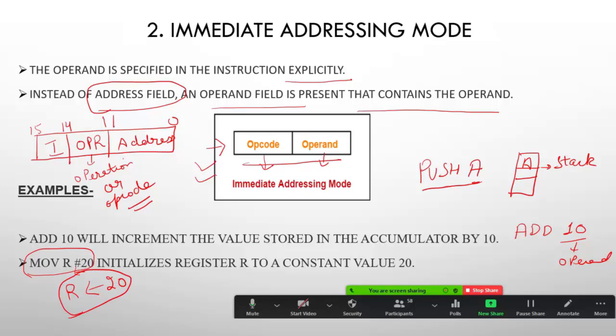Okay, that means the value of the operand is present in the instruction itself. This is the instruction MOV R, 20, and the value of the operand is 20. That will get stored in the R. So this is the immediate addressing mode.